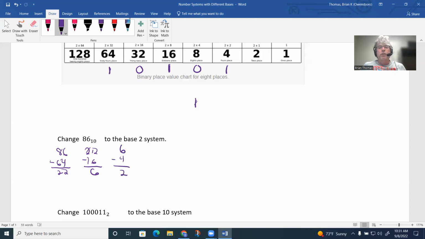Now that I'm down to a 2, I could use a 1 in the twos place. 2 minus 2 gives me a remainder of 0, so I'm left with nothing else. Since we don't need a ones place, we use a 0 as a placeholder there. So 1, 0, 1, 0, 1, 1, 0 would be 86 in the base 2 system.